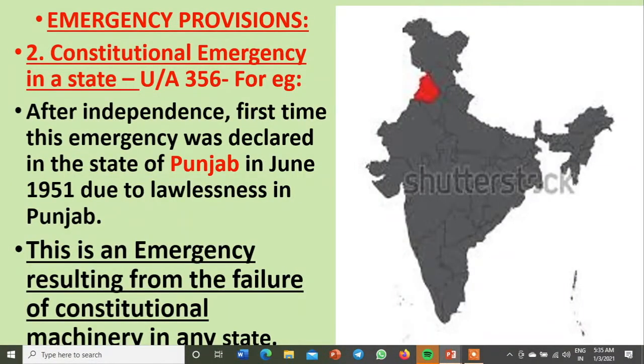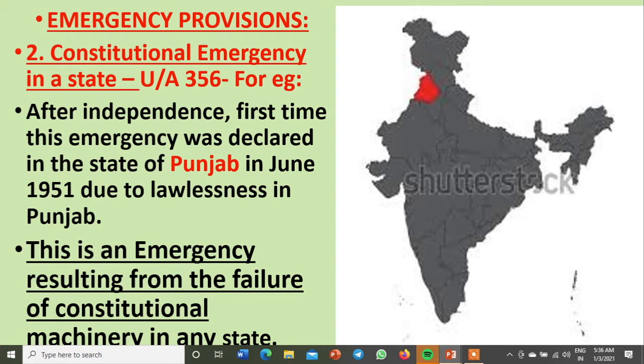And the next type of emergency is constitutional emergency in a state under Article 356 of the Constitution. You know, after independence, the first time this emergency was declared in the state of Punjab in June 1951 due to lawlessness in Punjab. As you know, Punjab is a border state with Pakistan. So there was some lawlessness in Punjab at that time due to the partition of India. So this emergency was declared in Punjab.